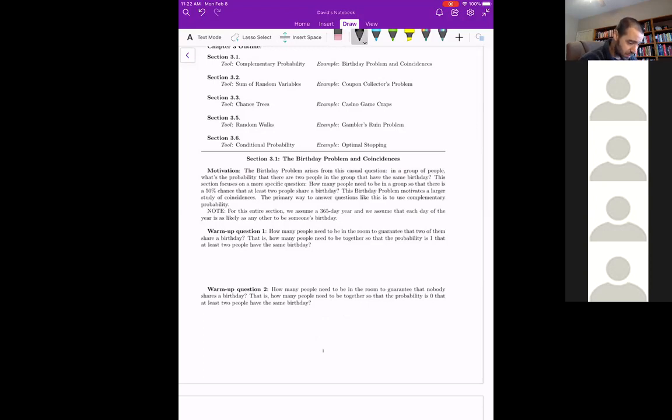Okay, so let's start with a warm-up question here. How many people do you need to have in your room with you to guarantee that you can find 2 people that have the same birthday? Or put another way, how many people do you need to gather together so the probability is 1? That you can find a birthday hit in the room, you can find 2 people that have the same birthday. How many people do you need to do that?